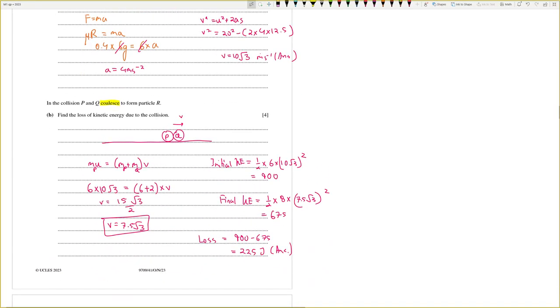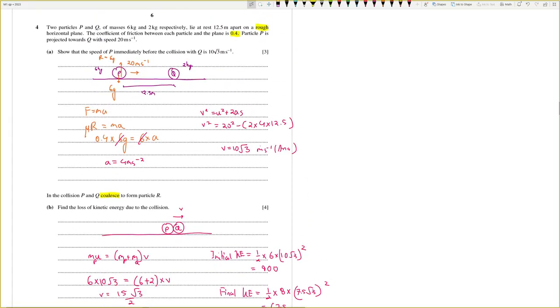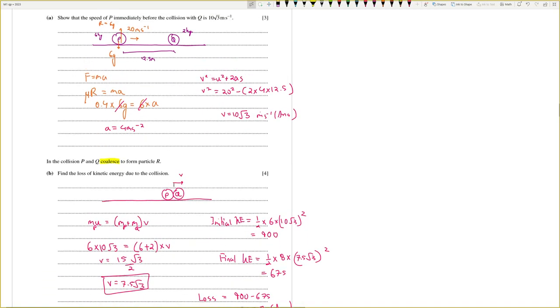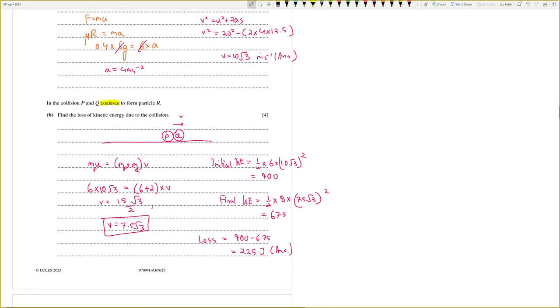Okay. So basically what's going to happen here is the law of conservation of momentum will be followed. That means the sum of the initial momentum will be equal to the sum of the final momentum. So what's the sum of the initial momentum just before the collision? It is actually 6 kg times 10 root 3. That's the initial one. And what about the final one? It's going to be the combined masses, which is 6 plus 2, 8. 8 times v. We don't know this v. So yeah, we found that out to be 15 by 2 root 3 or 7.5 root 3.